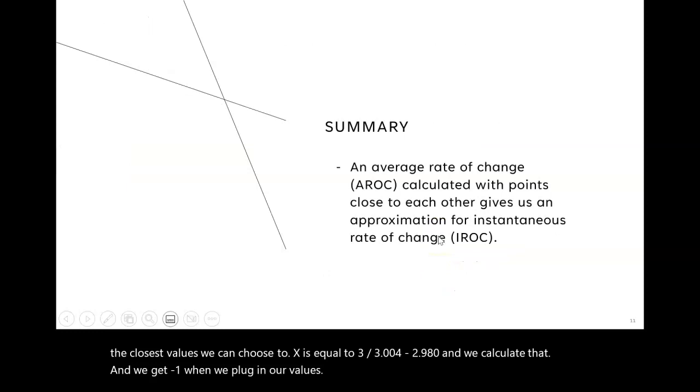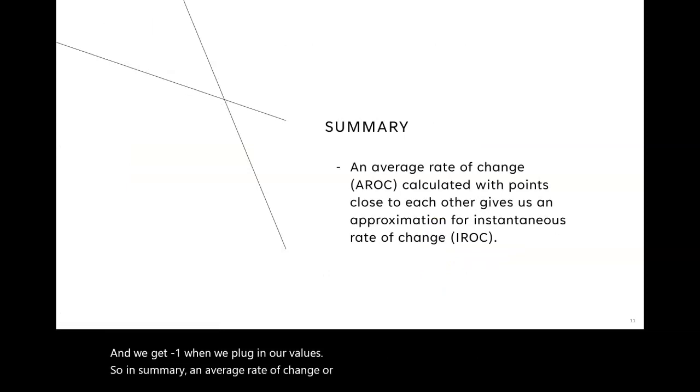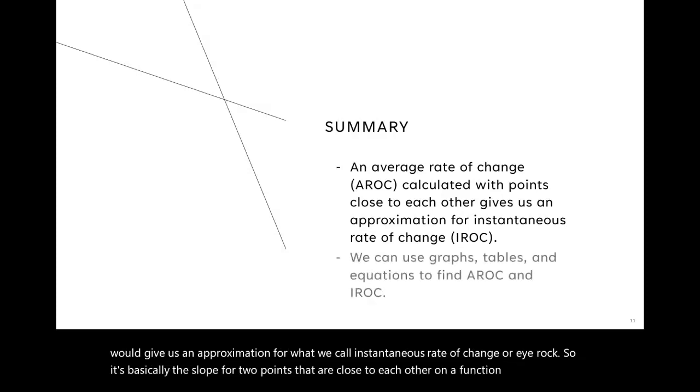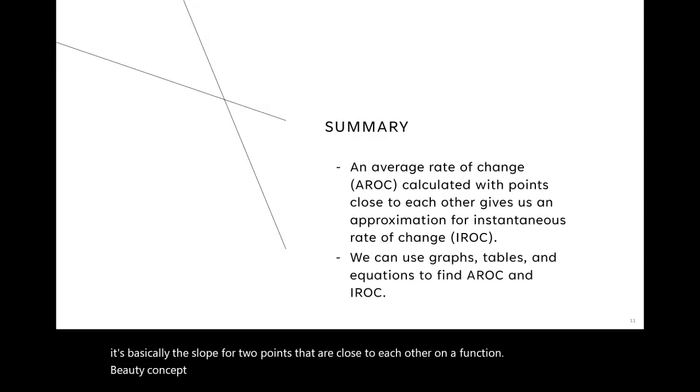So in summary, an average rate of change, or AROC, calculated with points close to each other, would give us an approximation for what we call instantaneous rate of change, or IROC. So it's basically the slope for 2 points that are close to each other on a function. Be a key concept. And we can use graphs, tables, and equations to find our AROC and IROC.